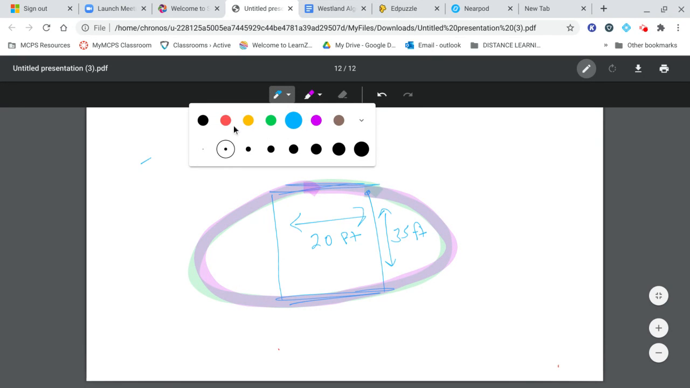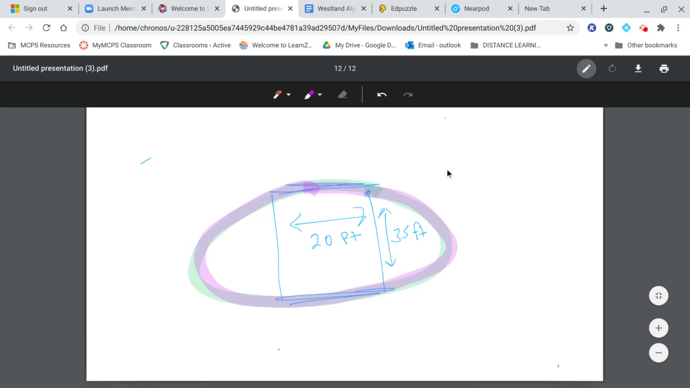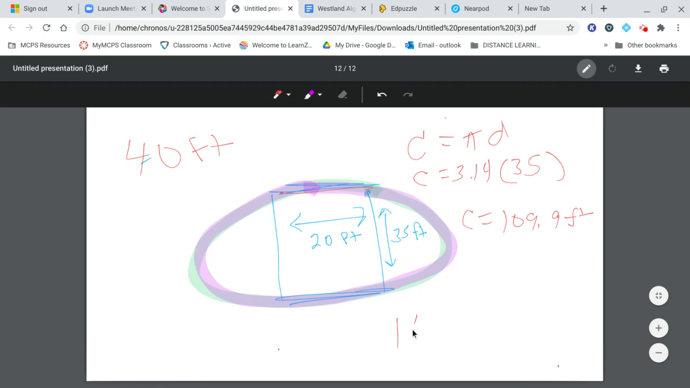Okay? So just to see if your answer was right, you should have done 20 and 20, which means the straightaways are 40. And then the circumference, pi times diameter. So circumference is 3.14 times the diameter of 35. So 35 times 3.14 is 109.9. The circumference is 109.9 feet, and we're going to add that to the 40 feet. And if you add those two numbers together, you get 149.9 feet, which would have been your answer.